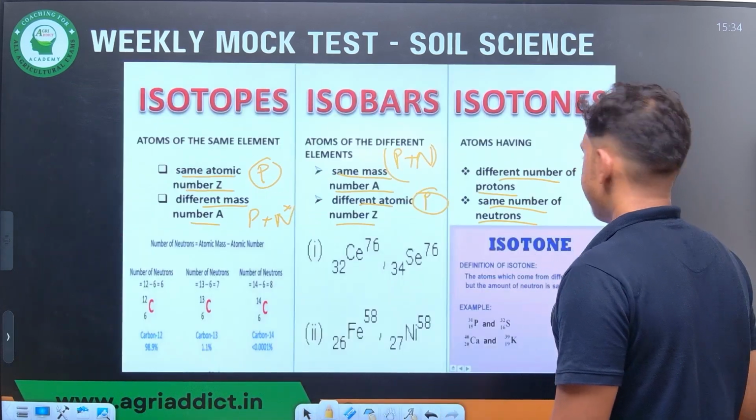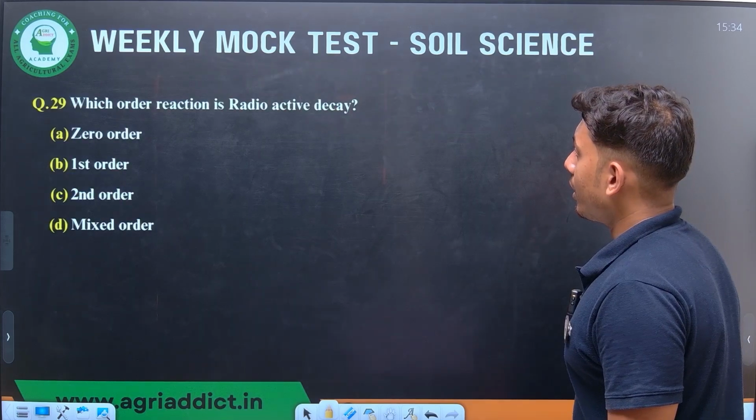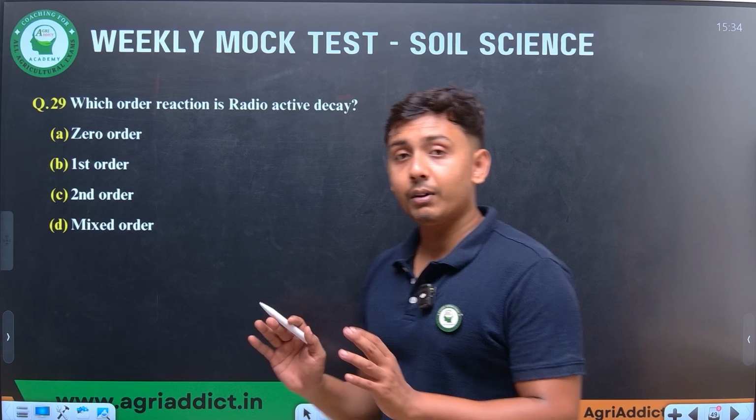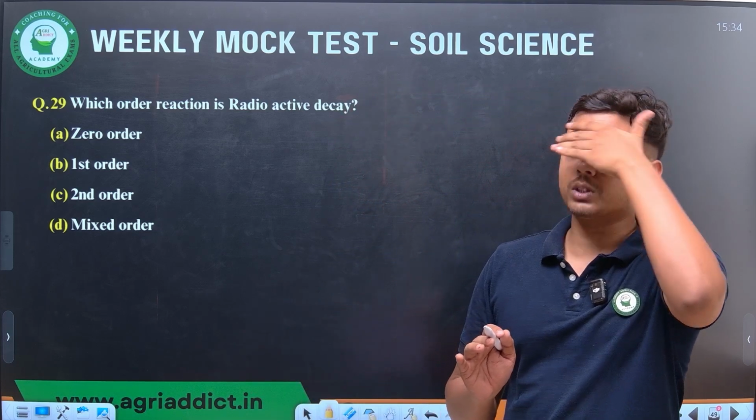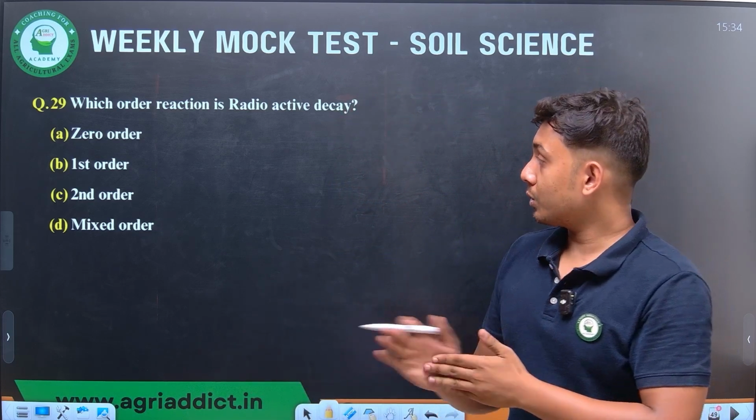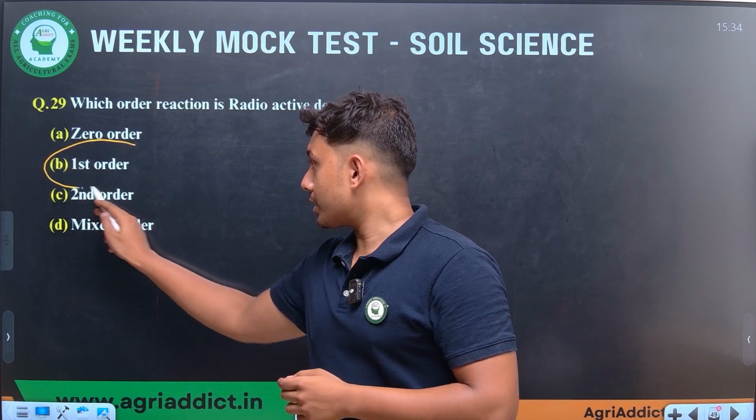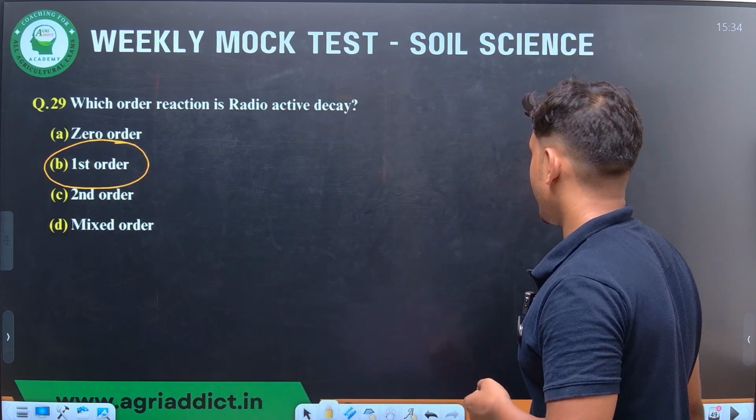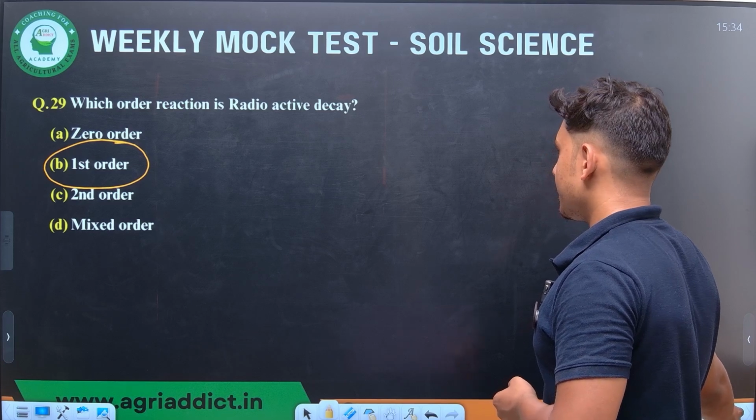Next, which order reaction is radioactive decay? This is a very important question, and many times this question comes directly. So the answer is first order reaction. Just try to remember this. It can come directly in any type of questions, in the ICAR system.